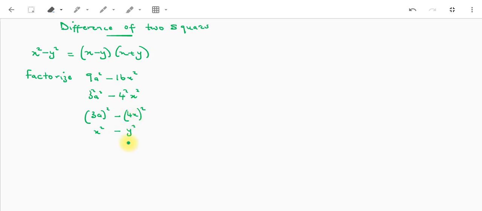Is that okay? So therefore, remember this formula, it's going to be x minus y and x plus y. So your x here is 3a. So the answer will be 3a minus 4x and 3a plus 4x. Are you seeing how I applied it? Very, very easy, okay? All right, let's try another example somewhere here.